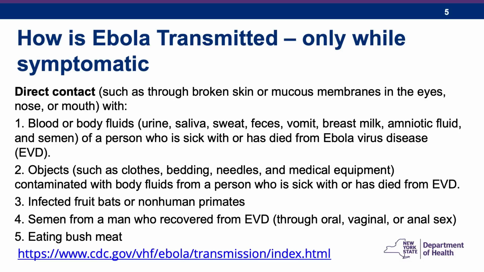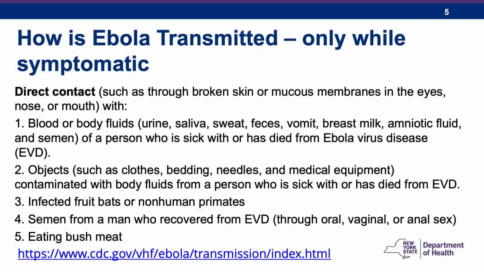So I want to chat a little bit about how Ebola is transmitted. It's really important to remember Ebola is only transmitted when people are symptomatic. Another thing to remember, it's direct contact. In other words, Ebola is spread when there's broken skin or mucous membranes in the eyes, nose, or mouth, and it has to come in contact with body fluids or blood. Urine, saliva, sweat, feces, vomit, breast milk, amniotic fluid, and semen are just some of the body fluids of a person who is sick with or has died from Ebola virus disease. There is some transmission possibility from objects such as clothes, bedding, needles, or medical equipment that's contaminated with body fluids from a person who is sick with or has died from Ebola virus disease.